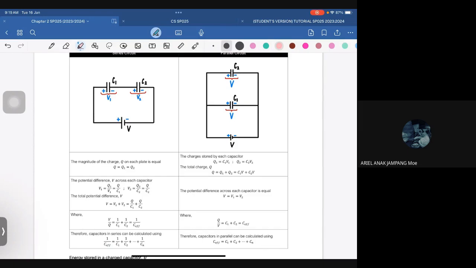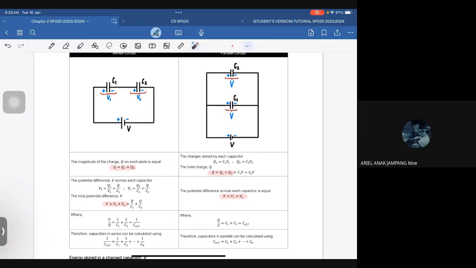First, untuk series circuit, the charge is equal. Okay, kalau series circuit charge equal, maksudnya untuk parallel circuit dia tidak equal. Dia Q1 plus Q2 lah. Kalau potential difference untuk series circuit, dia tidak equal, V is equal to V1 plus V2, meaning parallel circuit, dia punya voltage mesti equal. Okay, so dua ni dia the opposite of each other lah.